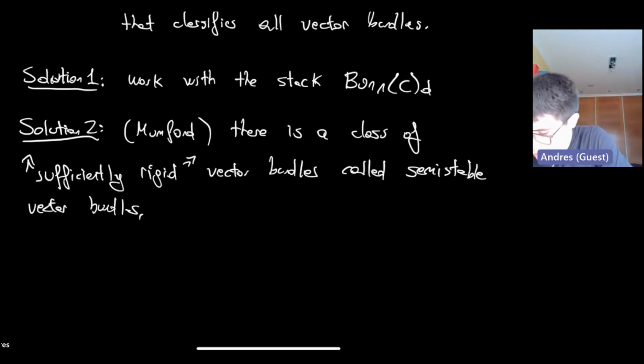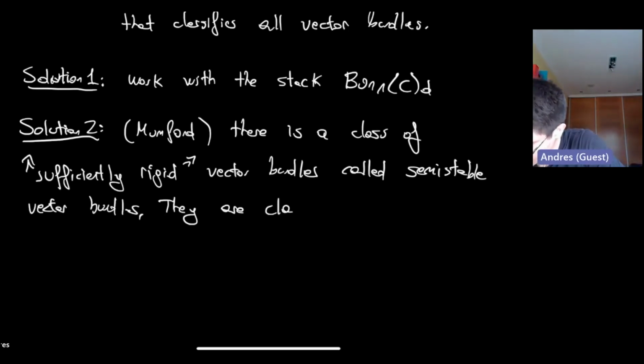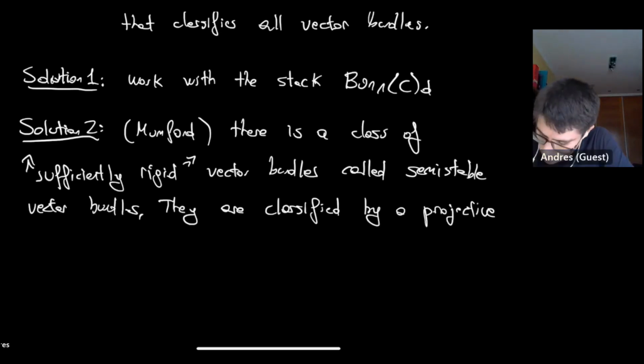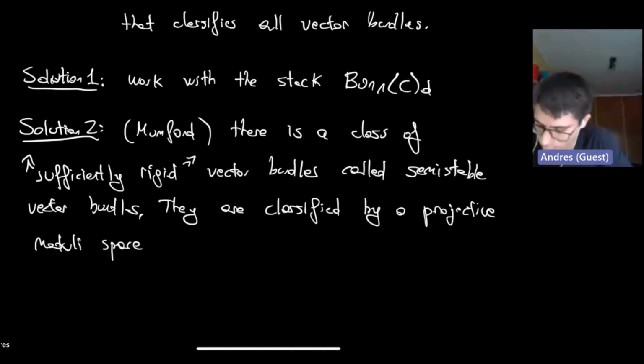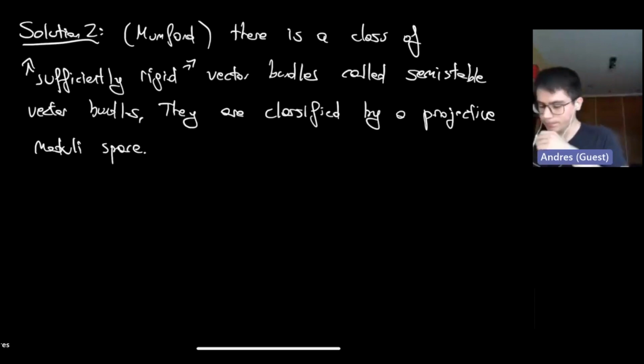And they are parameterized. Or let me just say, up to a mild equivalence relation, they are classified by a projective moduli space, so by a projective complex variety, once you fix the degree.